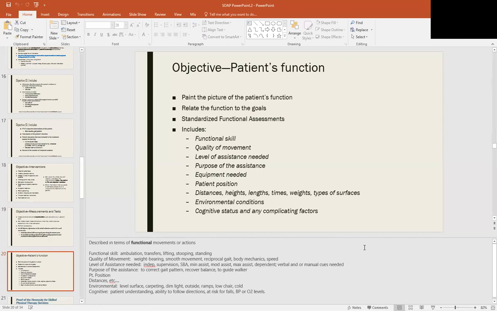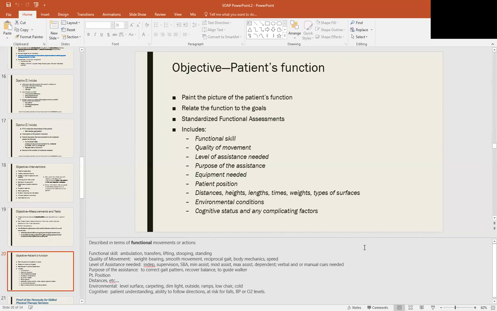What were the environmental conditions? Were you working with them on a level surface or on carpeting, outside on the sidewalk, on ramps? Were they getting out of a low chair? Was it cold? How was the light in the place? When we're talking about our neurologically impaired patients, was it in a busy gym with a lot of distractions, or was it in a quiet room or hallway?